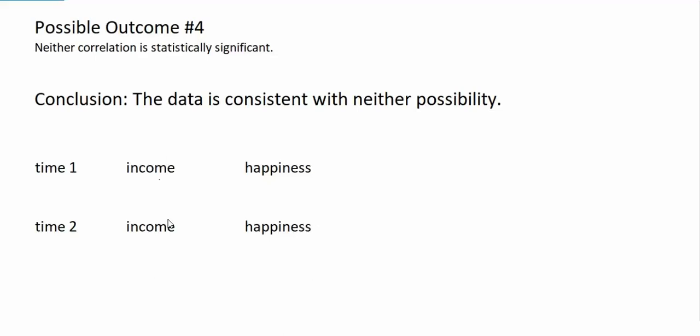If this is what the data shows, then the data is actually consistent with a third variable being the cause. So if neither correlation is significant, then the data is consistent with a third variable causing both income and happiness. And actually, if I wanted to use a technical term, I would say that the data is consistent with the correlation being spurious. In other words, being driven by some third factor.